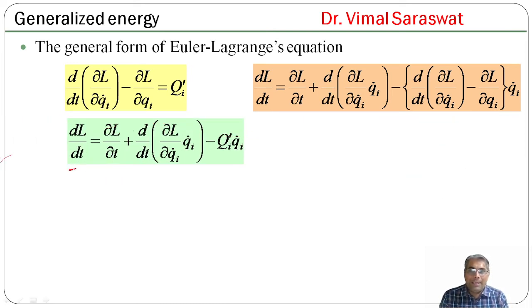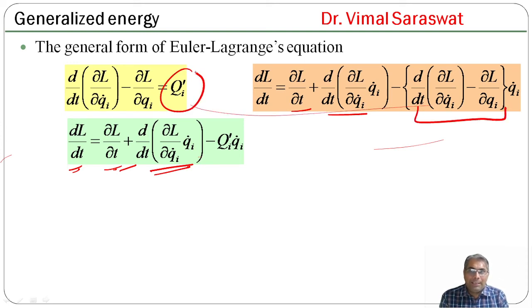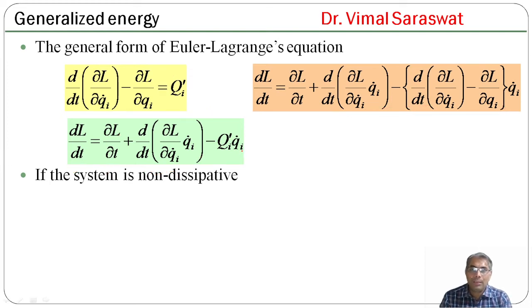So dL/dt is equal to ∂L/∂t. This is as it is, and this term is also the same, and this one is replaced with Qi'. So dL/dt is equal to ∂L/∂t plus d/dt of ∂L/∂q̇i into q̇i minus Qi' into q̇i. If the system is non-dissipative, then in a non-dissipative system Qi' into q̇i equals 0. So this will be 0.